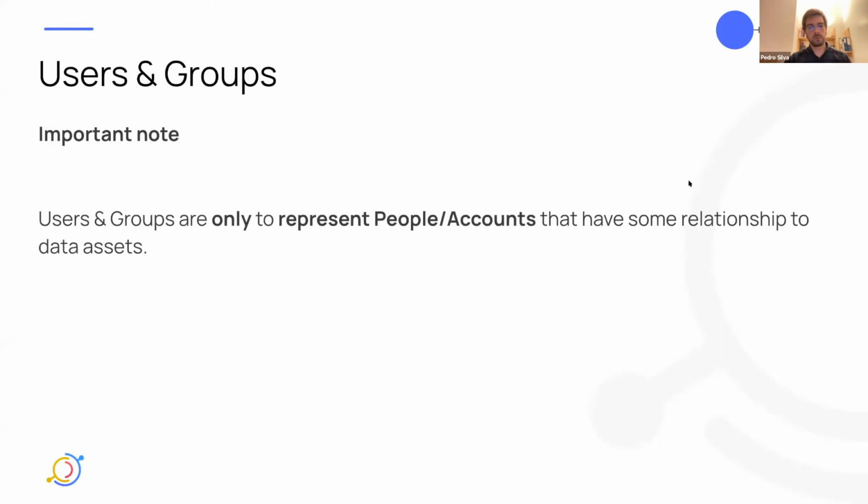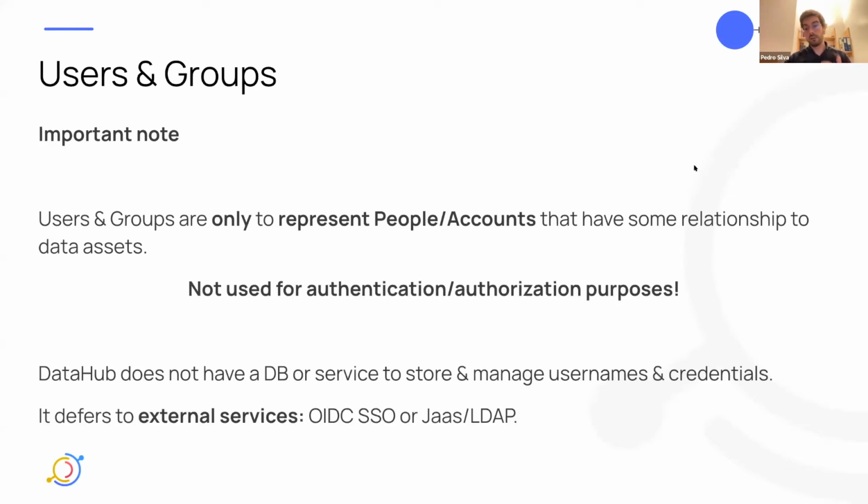Also, important notes here. Users and groups only represent people and accounts that have relationships to other datasets, or may have, not currently, but perhaps in the future. It is only used at that level for the entity graph. This is not used for authentication or authorization at all. And that's because DataHub does not have a database or a service to manage users and credentials. What we do is we defer to external services, right? So this is your single sign-on, you're connecting to an external service, or you perhaps have LDAP or JAAS with some users and passwords in a file somewhere.